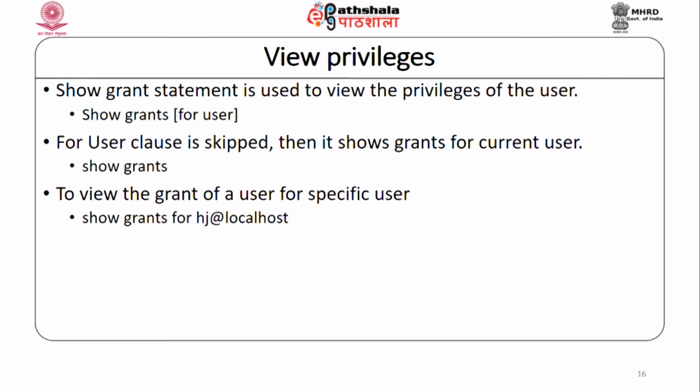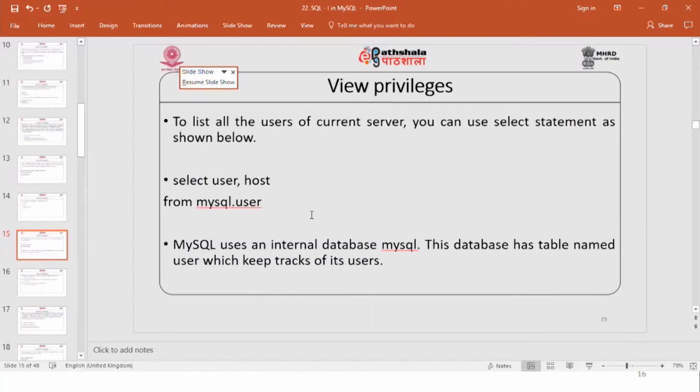Now, to check which grants you have assigned to a particular user, you can use the SHOW GRANTS statement. FOR user is optional. If you skip it, it applies to the current user, and you can also view grants for a specific user. You can write SHOW GRANTS FOR HJ@localhost, and it will display grants for that user. Let me show you by video.